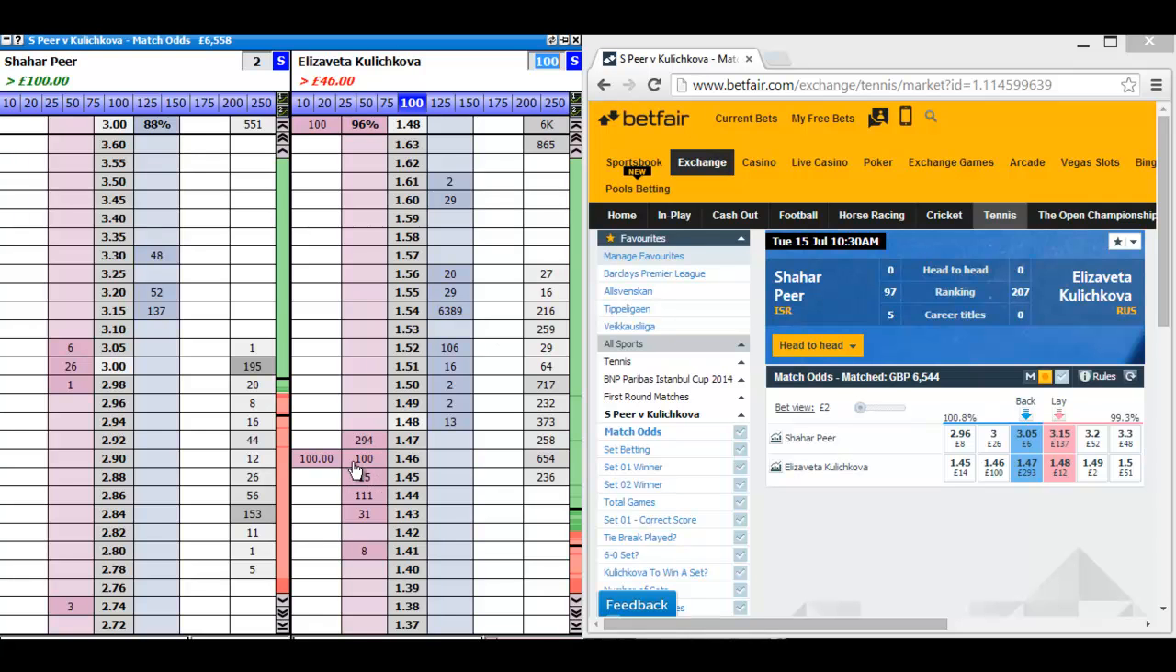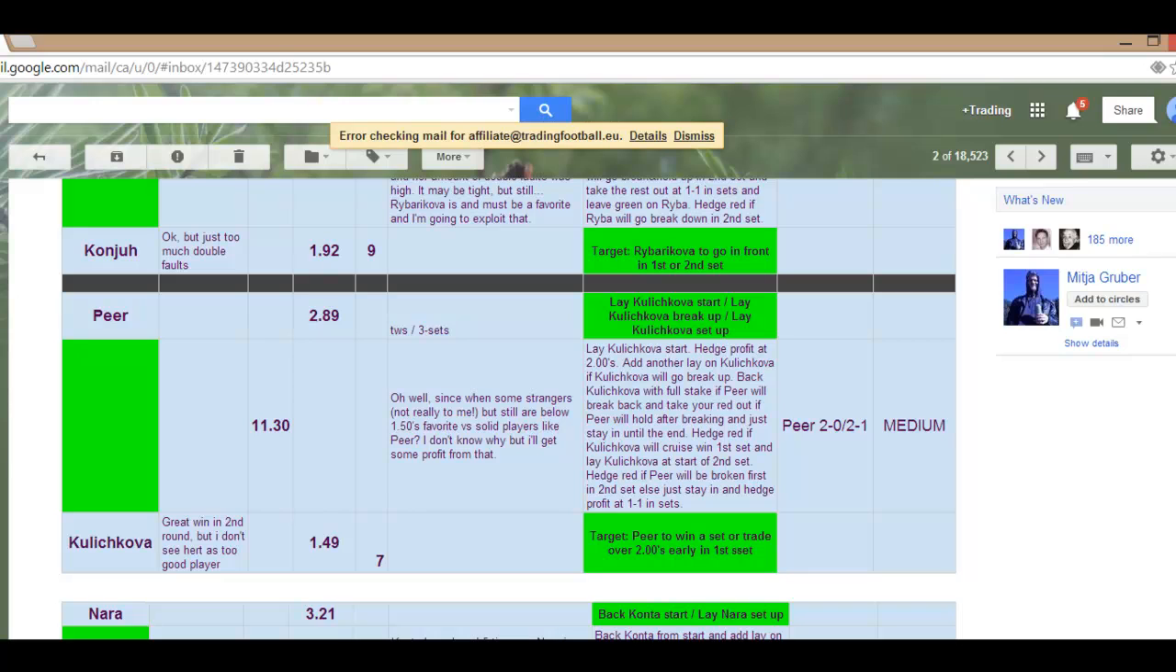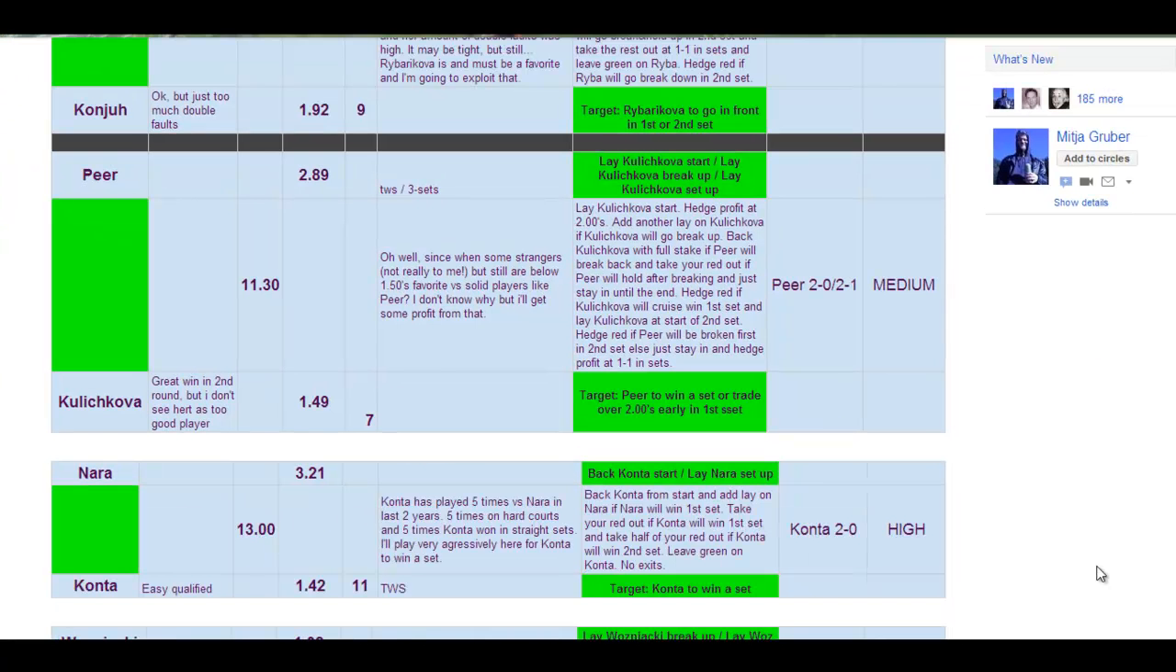So we move over. We're using an API software called Geek's Toy, and this is just before the start of the game. We have laid Kulichkova for £100 at 1.46, and we're just waiting for that, hopefully, to get matched.